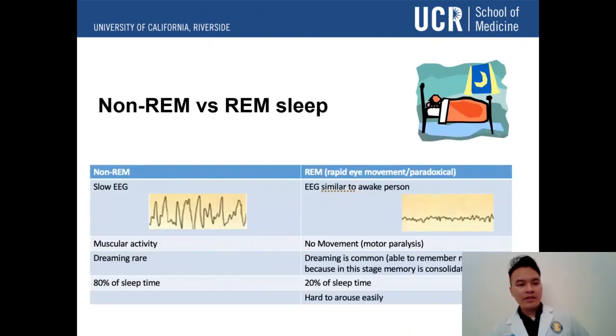So, non-REM versus REM sleep. Non-REM actually has a slow EEG. You might have muscular activity, and dreaming is rare. This makes up most of your sleep time, 80%. REM sleep, on the other hand, again, rapid eye movement, is similar to an awake person. It's like your brain is awake, and that's why dreaming is common.